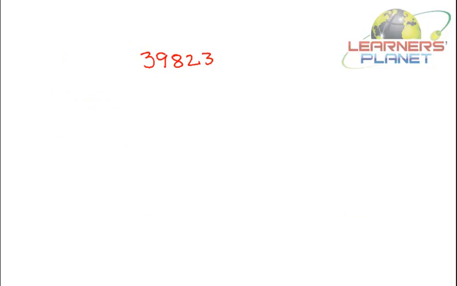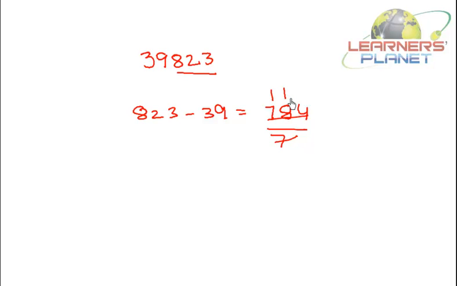Now let's take this example, 39823. So it's 823 minus 39. What we will be getting is 13 minus 9, that is, in the final calculation we will be getting 784. Now 784, let's check by 7 directly. 7 1s are 7, we are left with 1, and 1 and 4, 14, 7 2s are 14. So we are getting 784 is divisible by 7, hence the complete number 39823 will be divisible by 7.